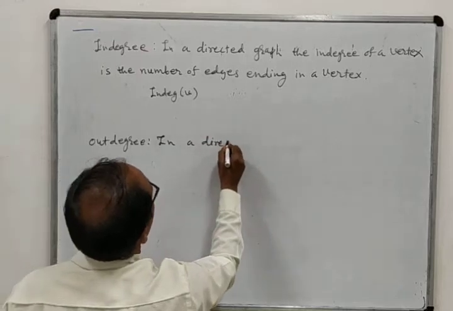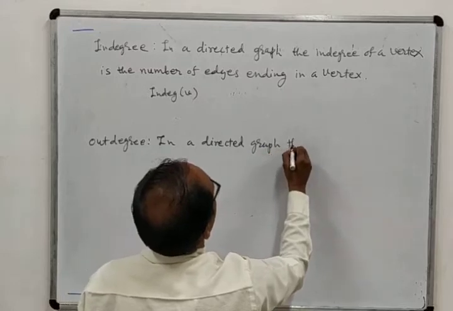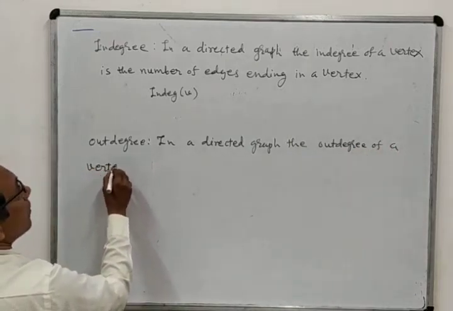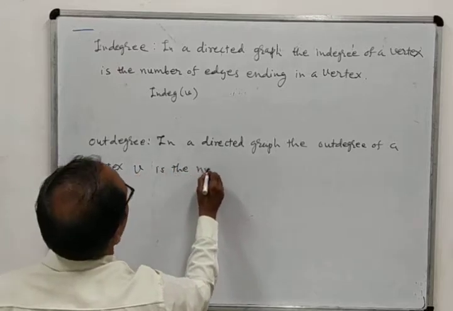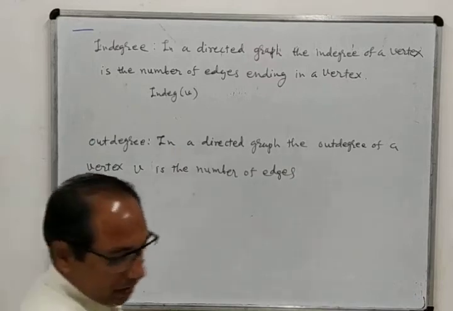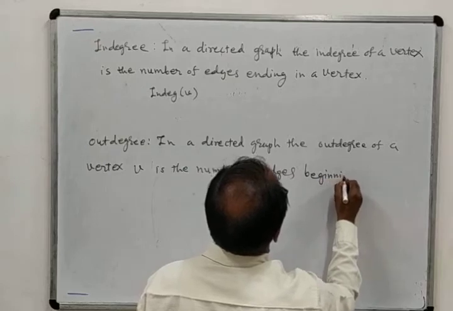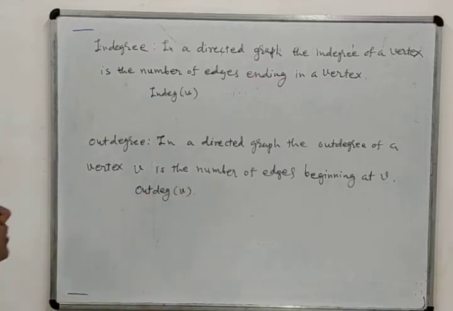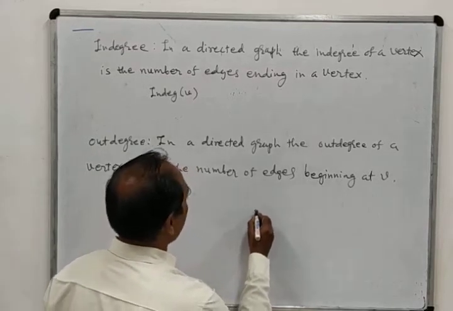In a directed graph, the out degree of a vertex V is the number of edges beginning at V, and it is denoted by out degree of V. That means in in degree we count the number of edges ending in a vertex, and in out degree we count the number of edges beginning at V. That means we are starting to move to another vertex. Okay, suppose we consider one example.